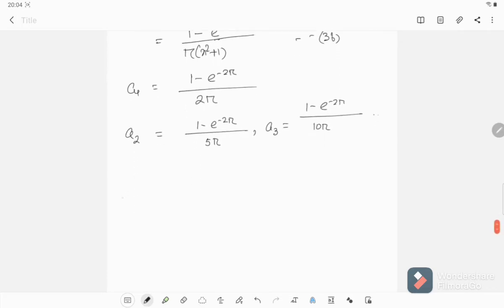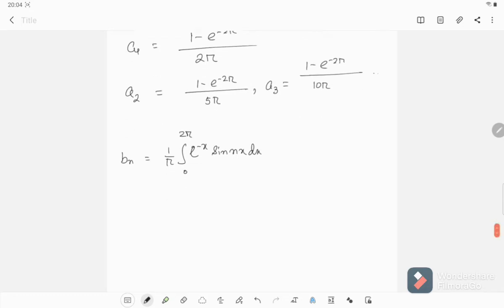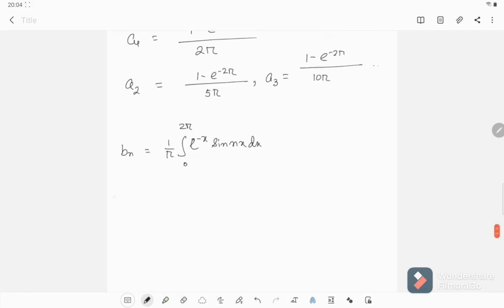Now let's find bn. We know that bn is equal to the integral from 0 to 2 pi of f(x), which is e to the power minus x, times sine of nx dx. Then we have to solve this integration. For that, let's put equation number 4 here. Now let j be equal to the integral of e to the power minus x sine nx dx.